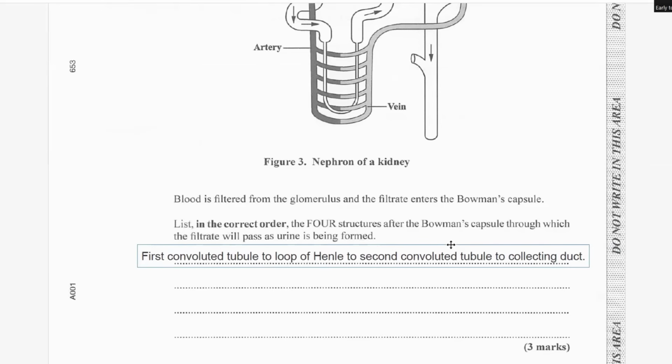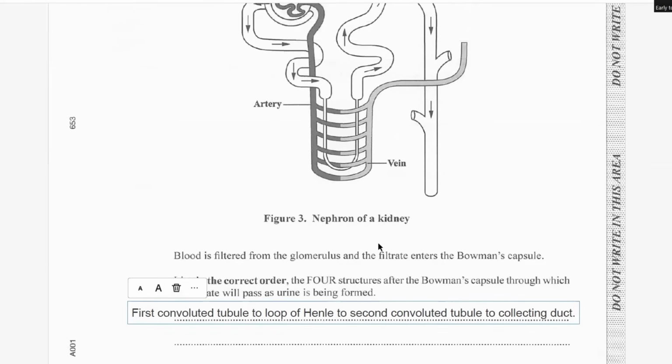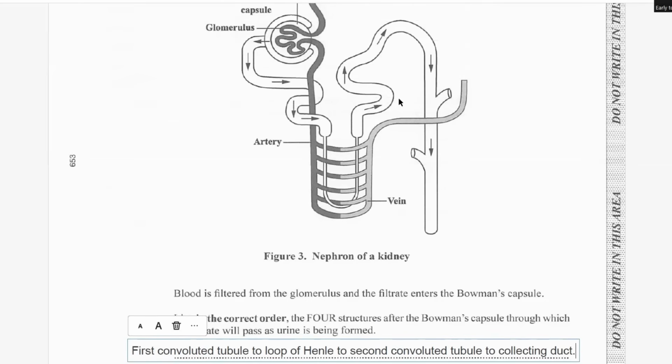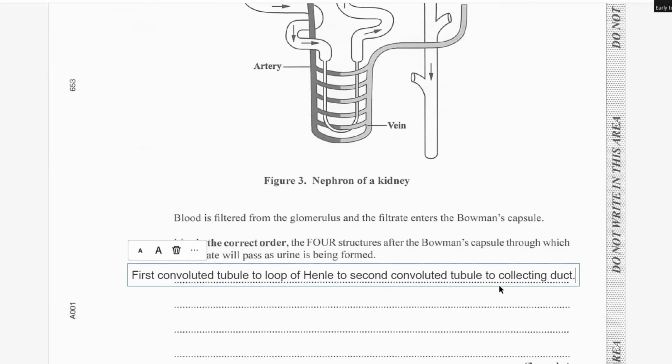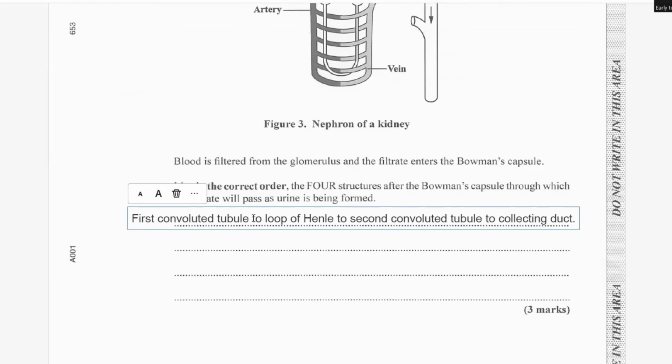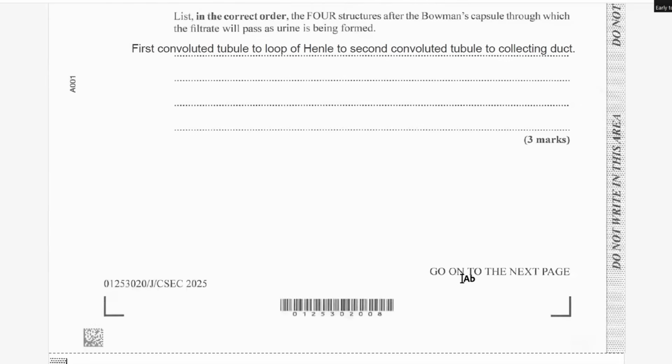So from the Bowman's capsule, we're going to the first convoluted tubule. You might know this as the proximal convoluted tubule. Then to the loop of Henle, then we go to the second convoluted tubule before going to the collecting duct. Yeah, so the 4 structures are identified there. We know we're starting off at the Bowman's capsule and ending at the collecting duct.